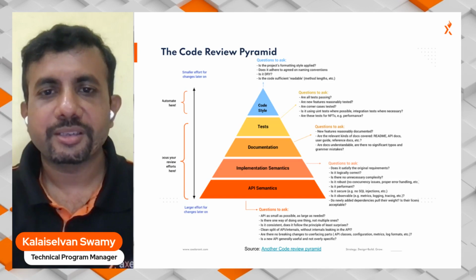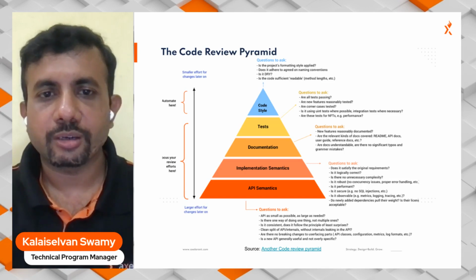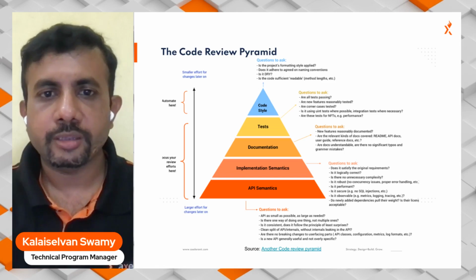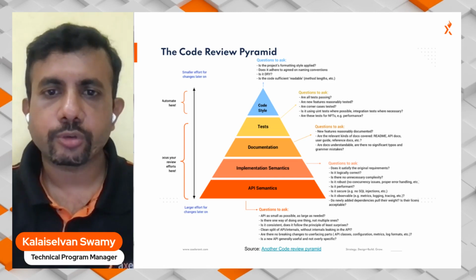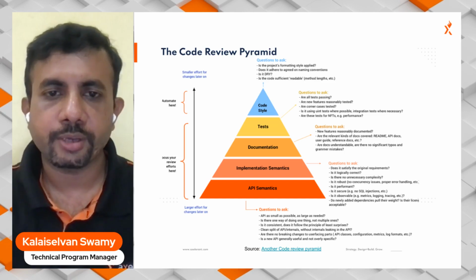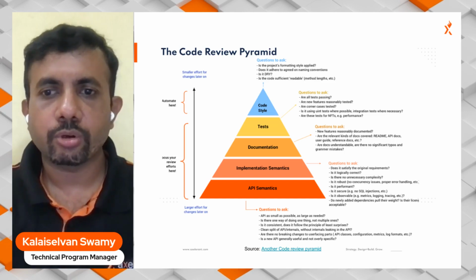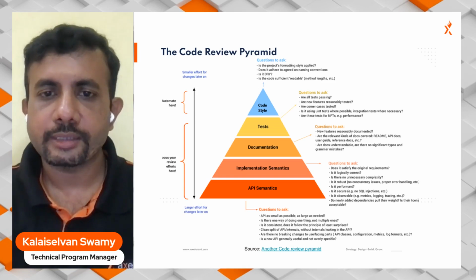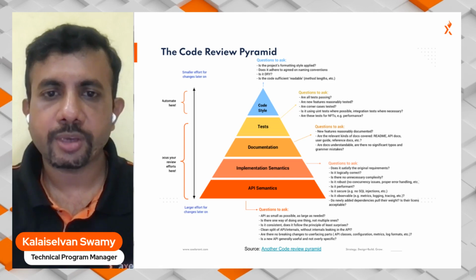So there is another pyramid, and this pyramid talks about where you need to focus your energy and where you need to automate the stuff. So let's go from the bottom, starting with the API semantics. In the case of Drupal, this is very minimal, because most of the API is already written and you are just consuming that API. In all those cases, it's still important to ask whether you are using the right API, or using it the right way, and following the standards in using those APIs as well.